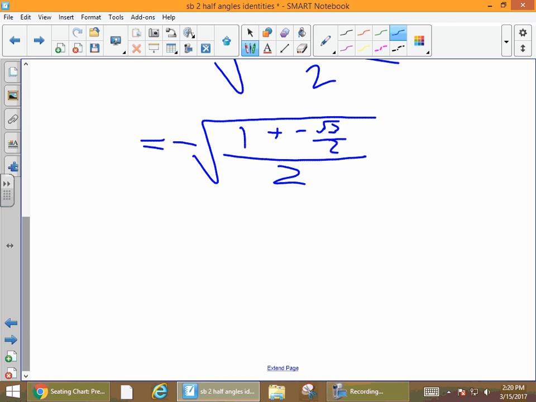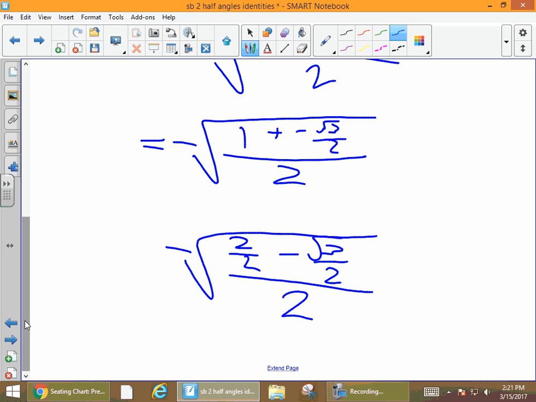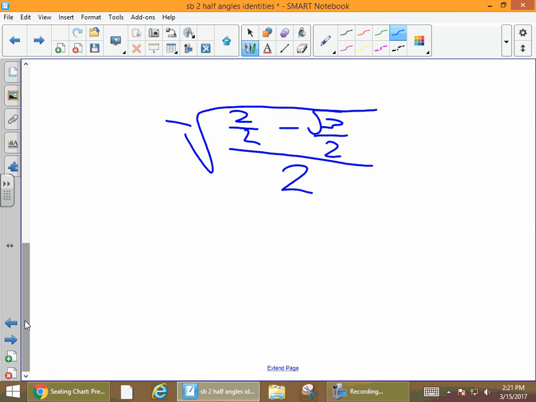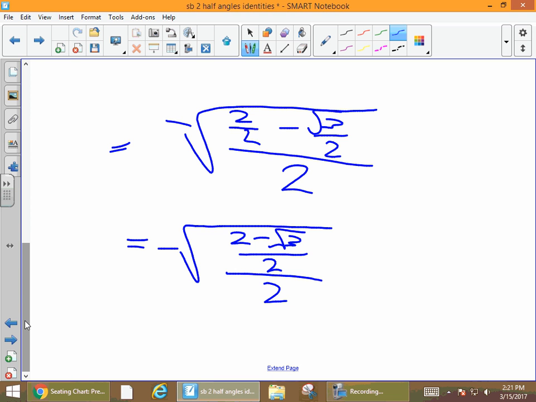Once again, we need to find the common denominator, but we have 2 as our denominator, so we know 1 is going to be 2 over 2 again, and then it's minus radical 3 over 2. So we found our common denominator. So what does our numerator simplify to then? As one whole fraction. So it's going to be 2 minus radical 3 over 2 divided by 2.